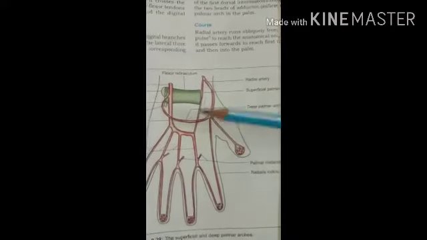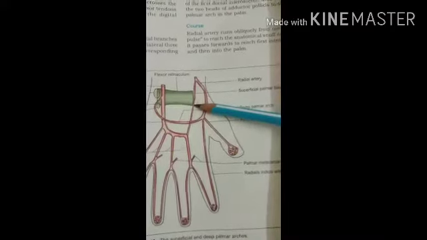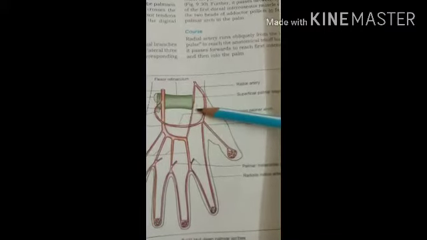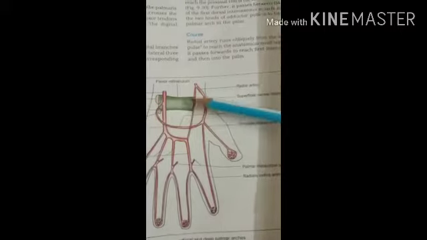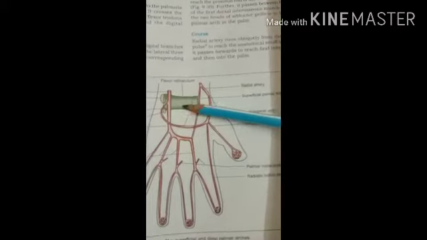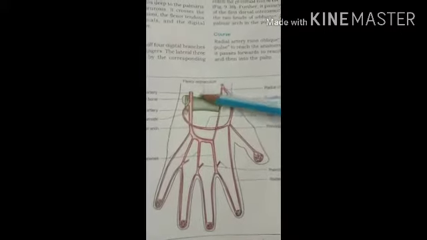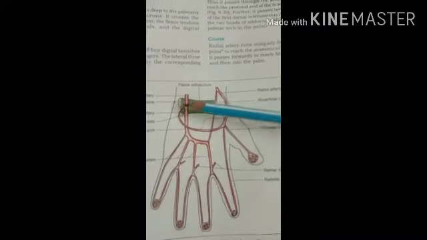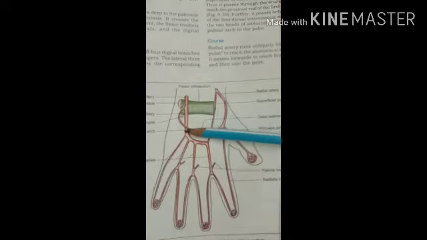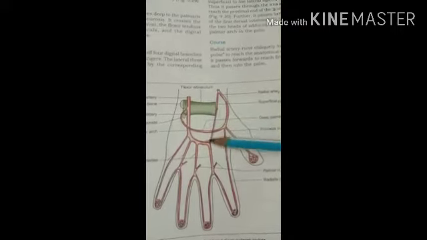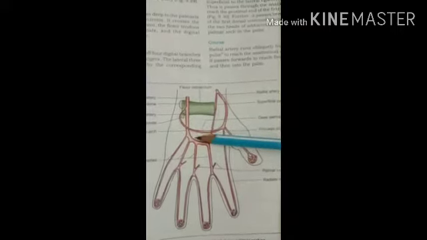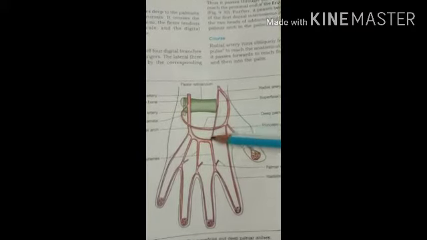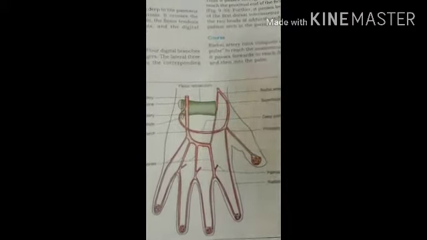It arises just above the wrist and enters the palm of the hand by passing in front of the flexor retinaculum. Here you can see the flexor retinaculum. It joins the terminal part of the ulnar artery. Here is the ulnar artery, and it joins with the terminal part of the ulnar artery to complete the superficial palmar arch. Here this is the superficial palmar arch.